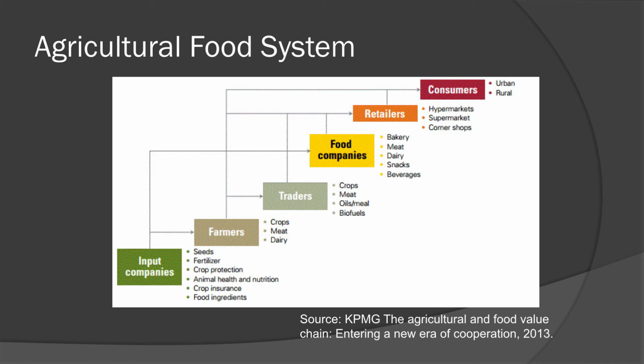This is the agricultural food system, and this comes from an article that was published by KPMG in 2013. You can see here that you have input companies, which I know in the case you prepared, the potash industry. Agrium would definitely be an input company. Then you have your farmers, traders, food companies, retailers, and consumers.